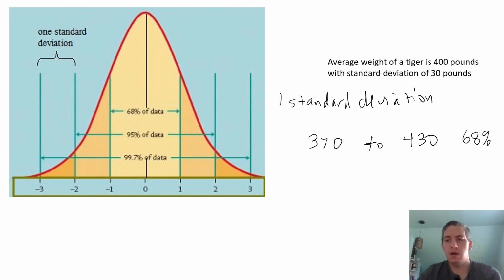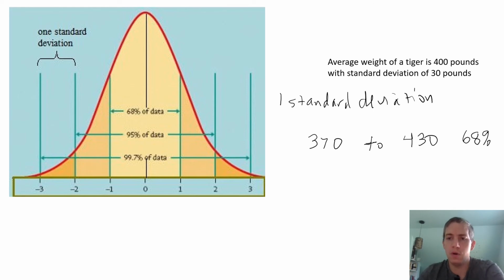The weight of a tiger, it does fit a bell curve. And so this distribution, a symmetric bell curve, tells me that 68% of all tigers are between 370 pounds and 430 pounds. If I went 2 standard deviations away, down to 340 and up to 460, so anywhere between 340 and 460 pounds, 95% of all tigers are within there. And 99.7% of all tigers are between 310 pounds and 490 pounds.